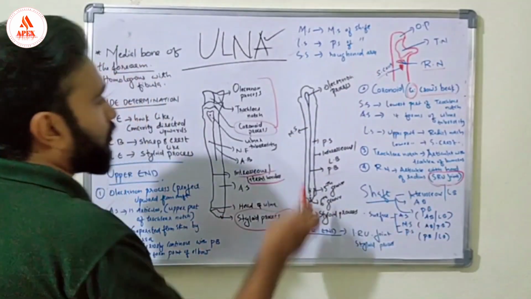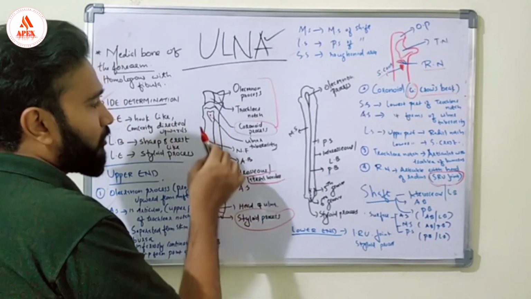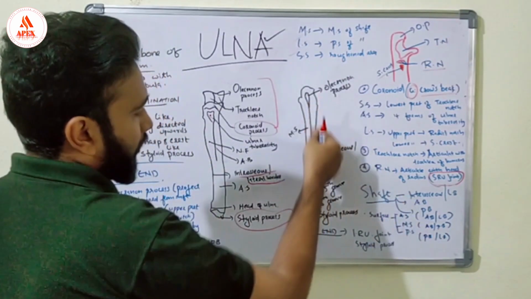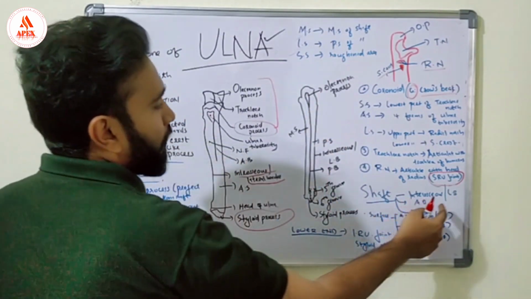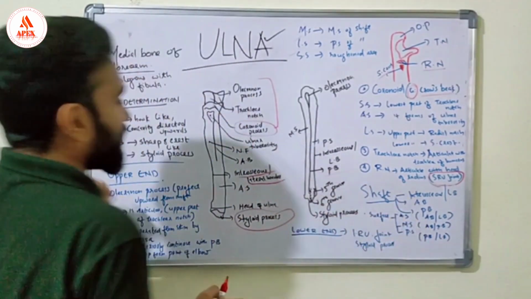So the three borders: the interosseous or lateral border. Here we have the anterior border, from the ulnar tuberosity to the styloid process, and the posterior border, from the olecranon process to the styloid process. So three borders. And the surfaces: the first one is the anterior surface.